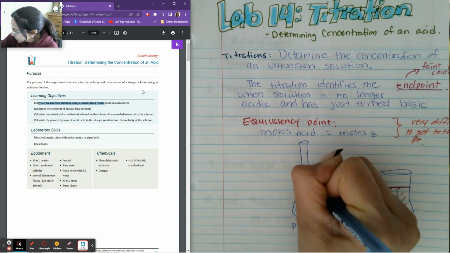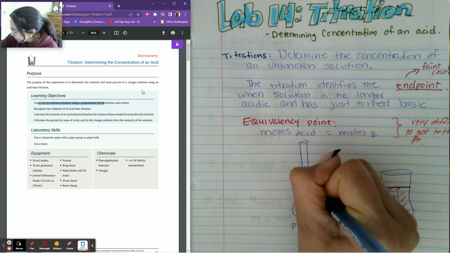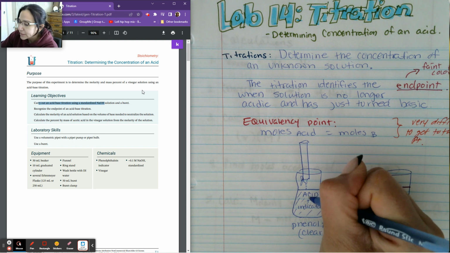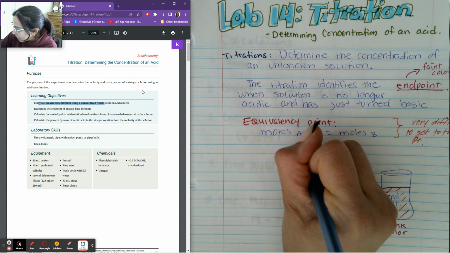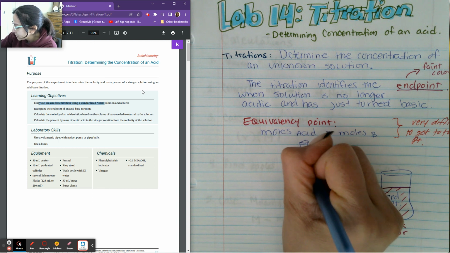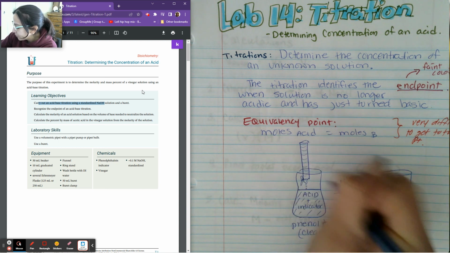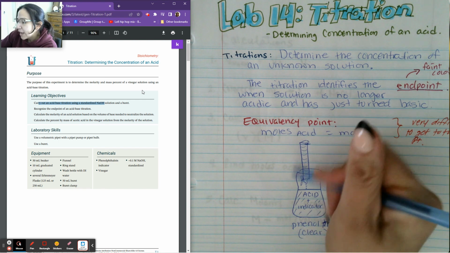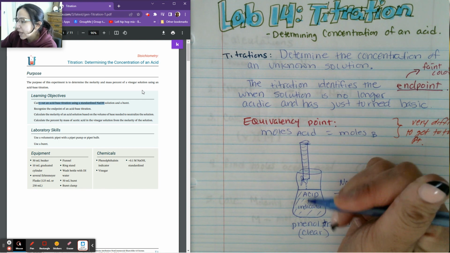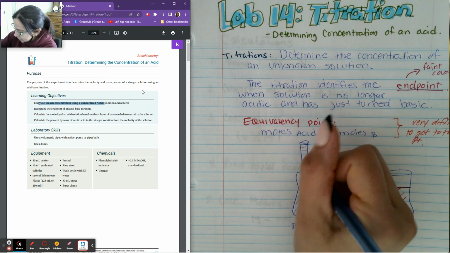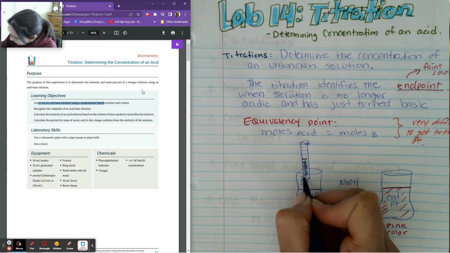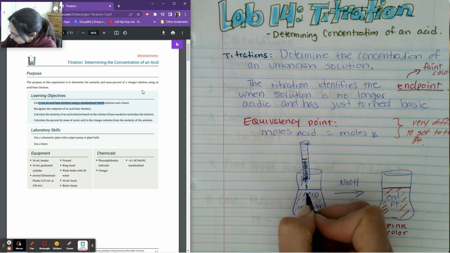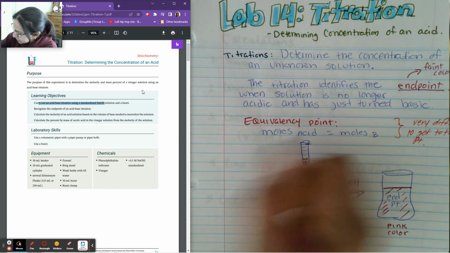Above our Erlenmeyer flask is going to be a burette, and this burette has our base inside of it. We're going to be dripping the base down into your acidic solution, drop by drop. A burette has calibrations similar to a graduated cylinder. As the graduations go down, you're able to see how much of your sodium hydroxide you're using. So in here is going to be our solution of sodium hydroxide going into our acid.